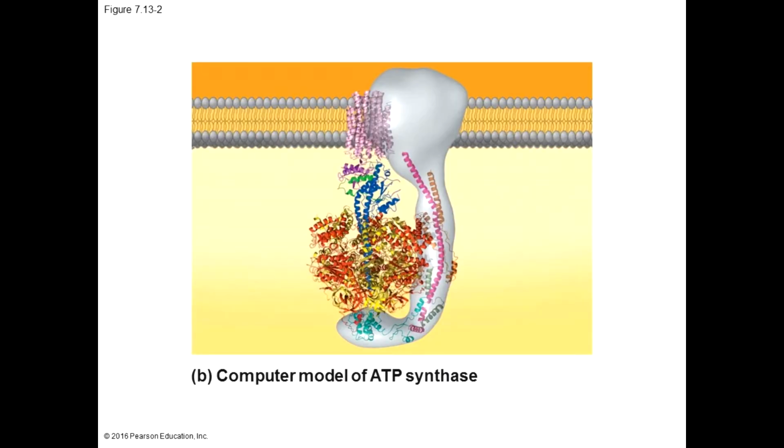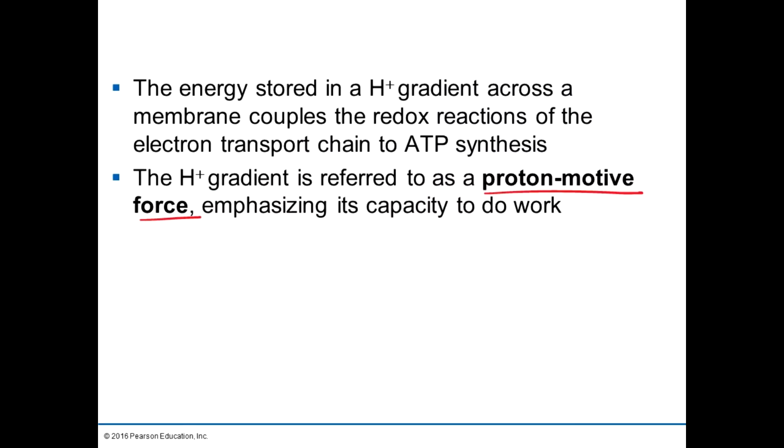And this is a computer model of ATP synthase. So chemiosmosis is an energy coupling mechanism that uses energy stored in the form of a hydrogen ion gradient across a membrane to drive cellular work. The hydrogen ion gradient is referred to as a proton motive force in this process because it has potential energy and it's able to perform work. The energy used couples the reactions of the electron transport chain to ATP synthesis.